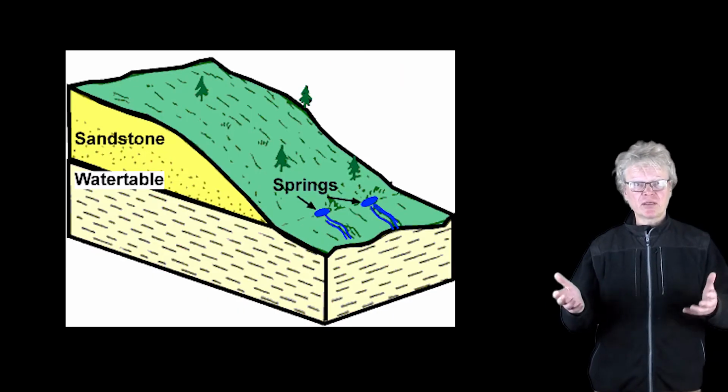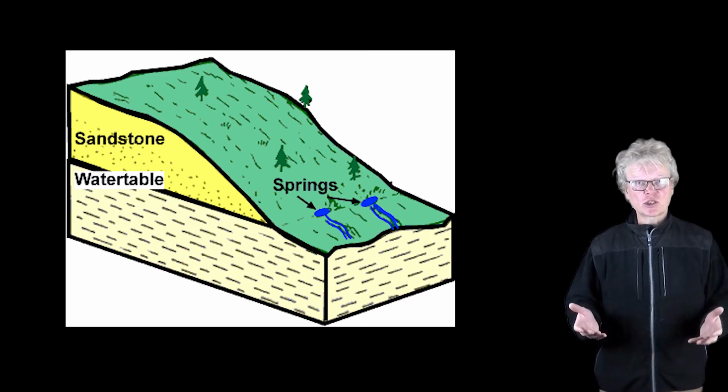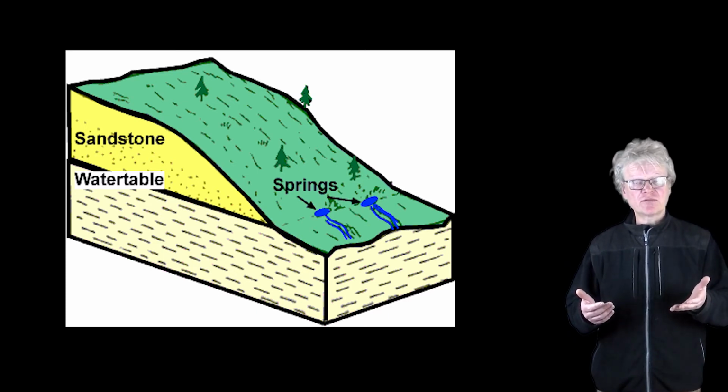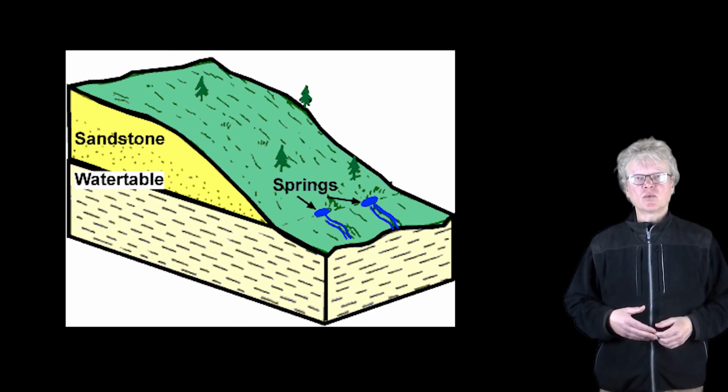The other feature that you can see where the water table intercepts with the landscape is in springs. If you're walking up a hill and suddenly there's this wet area coming out of the side of the hill, you call that a spring. Well, that's because the water table itself has intersected with the landscape.